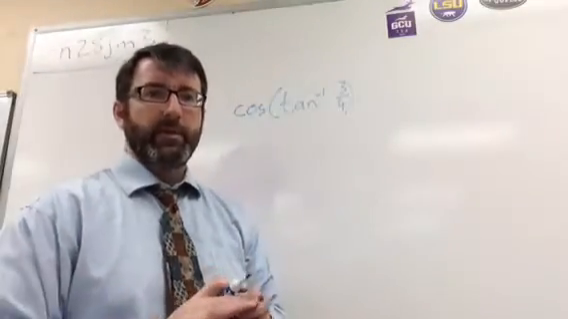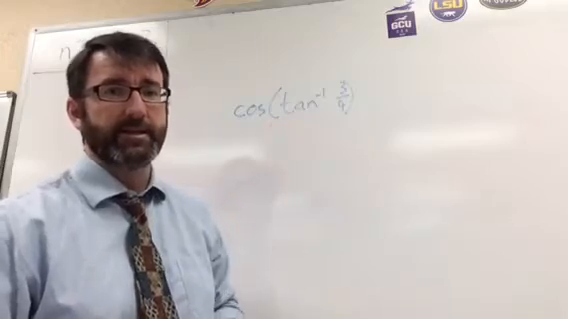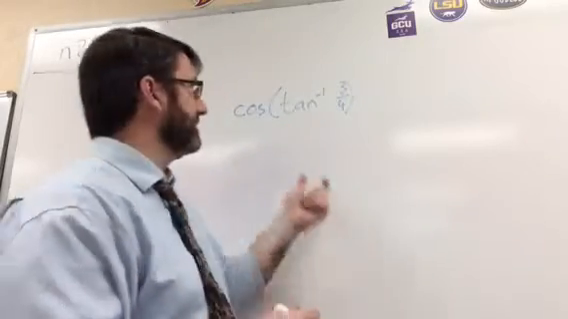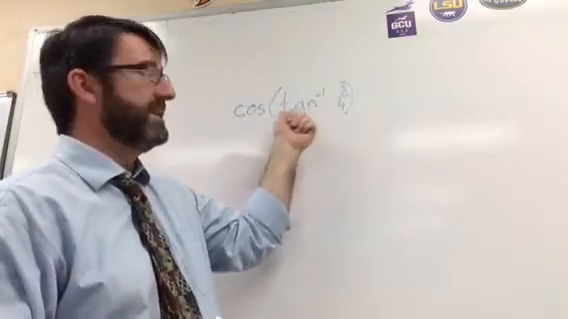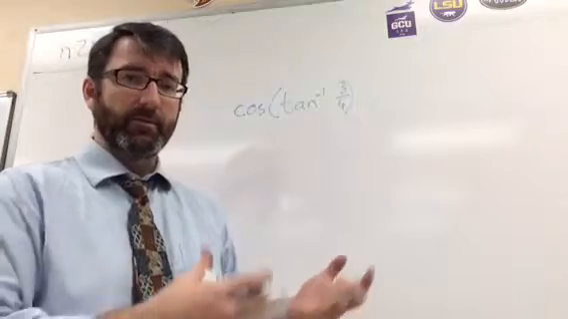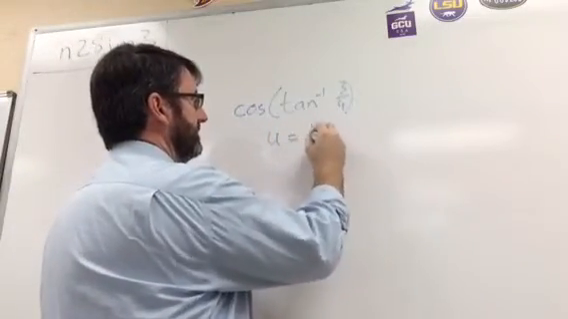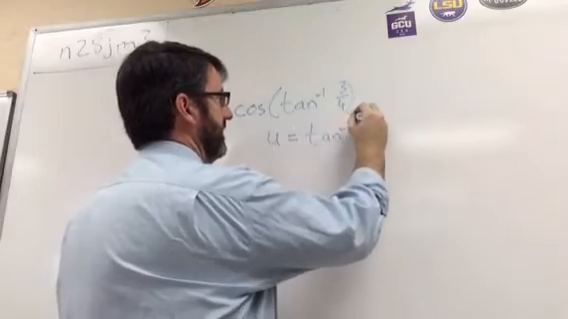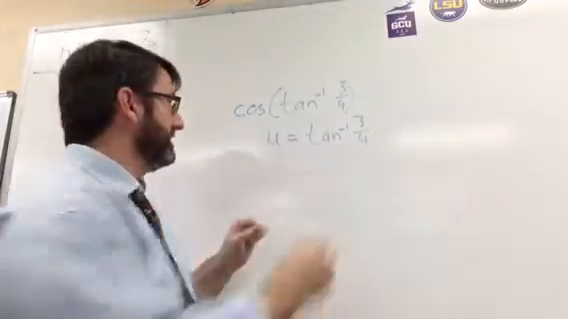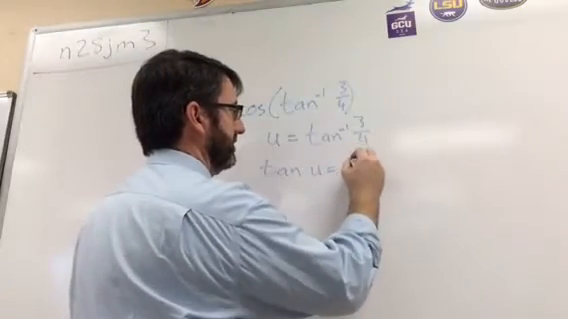All right, number one, we're asked to find the cosine of the inverse tangent of 3 over 4. So the way we're going to start this is we're going to replace the inverse tangent of 3 over 4 with some variable. We'll call it u. So we're going to say u is equal to the inverse tangent of 3 over 4. And that means that the tangent of u is equal to 3/4.